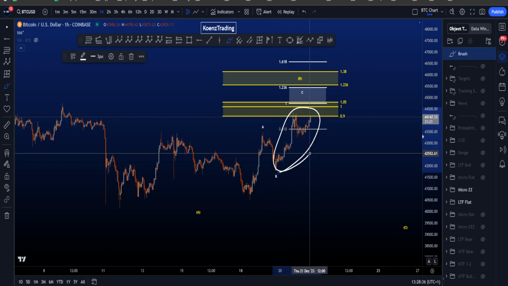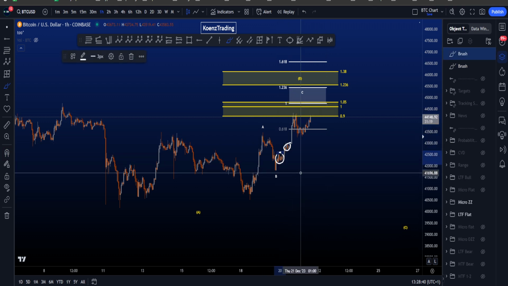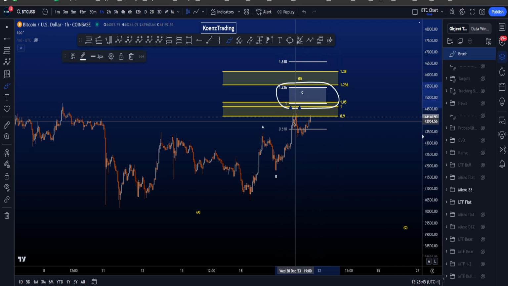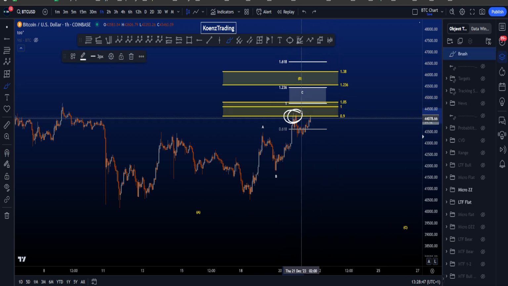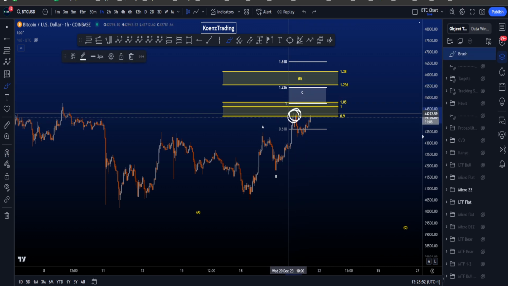But this wave C is not looking too balanced because of the length in time of this range compared to the short ranges that we had over here. Now, the target area for wave C is also higher, and these highs over here did not reach the target area. So it's unlikely that this is then the high of a C.